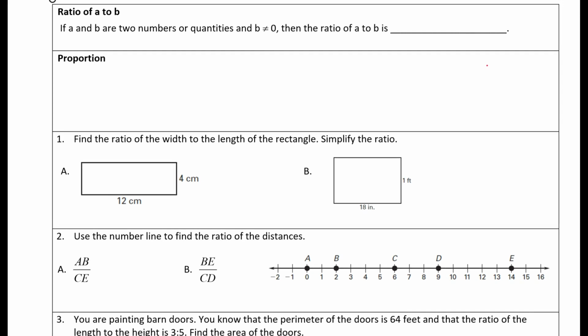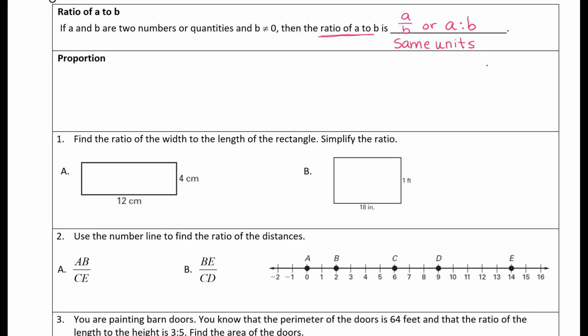So if A and B are two numbers or quantities and B is not 0, then the ratio of A to B is stated as A to B or A to B in this format. So a ratio always has the same units. That's what makes it a ratio. So boys to girls in the class, or apples to oranges, or 2 parts to 1 part.